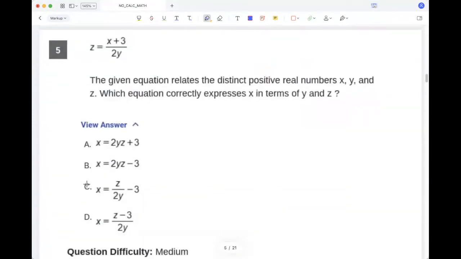The given equation relates the distinct positive real numbers x, y, and z. Which equation correctly expresses x in terms of y and z? So z is (x plus 3) by 2y. So x plus 3 is 2yz. So x is 2yz minus 3. 2yz minus 3, option B.